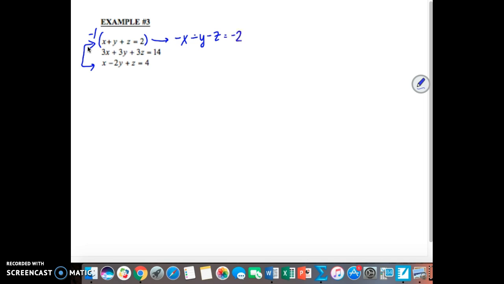So now we have a negative x and a negative z. The third equation, we still have a positive x and a positive z. So if we were to add these 2 equations, positive x minus 2y plus z equals 4, our x terms and our z terms will cancel. They will reduce, and we're left with -3y equals 2. So I'm just solving for y, so divide that by -3. So we have y equals -2/3.